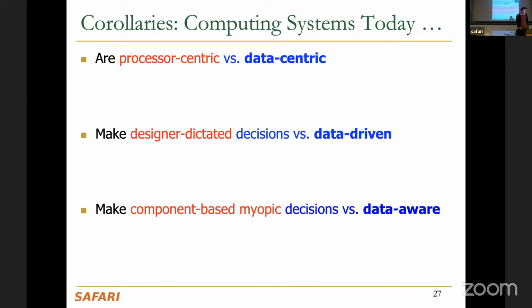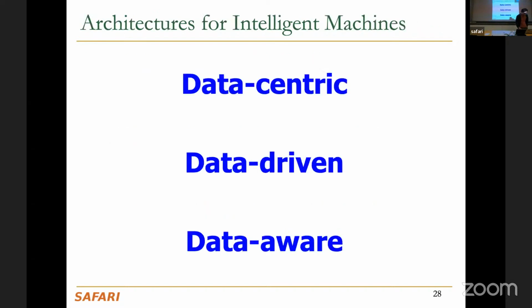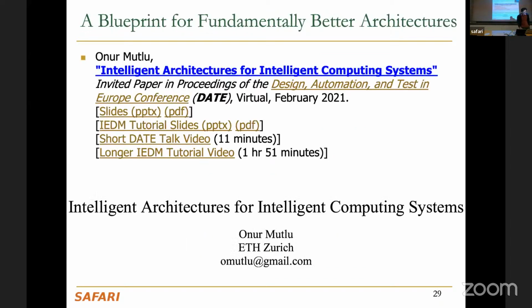And that's what we mean by data-driven. Related to this as well is that these decisions are based on the components, right? So why does the system do this? Because the component has 2 different options or 3 different options or X different options, right? But not options in the decisions that are related to the meaning of the data, right? So in the end, we need computing systems to be more data-centric, more data-driven, and more data-aware.